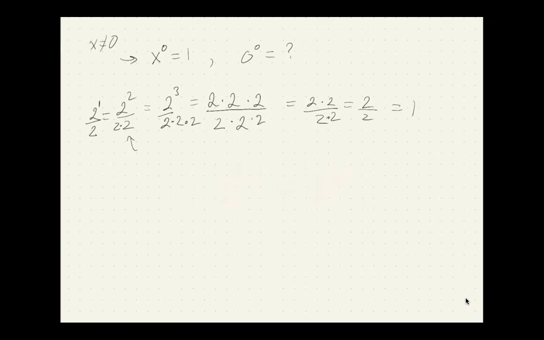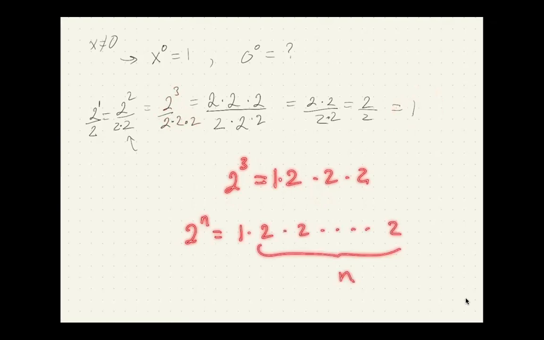And if you realize that anything to the 0 has to be 1 because whatever's on top and whatever's on bottom are going to cancel out. And that's what it means to have something to the 0. You could really think of 2 cubed, instead of just thinking of it as 2 times 2 times 2, if you want to make everything be consistent, as 1 times 2 times 2 times 2. And in general, 2 to the n is 1 times 2 times 2 and so on, where there are n many 2s. So if n is 0, there's no 2s, and you just get 1.